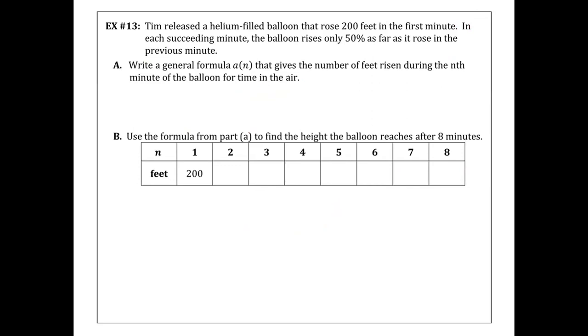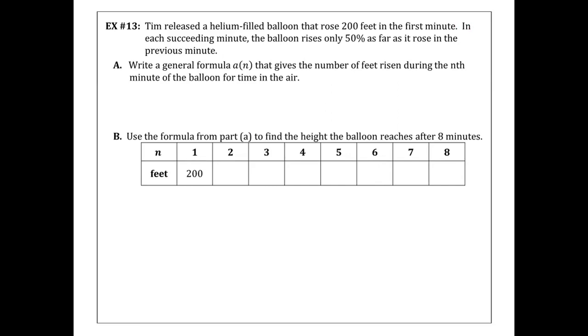All right. Let's make sure we can do it from a word problem. Okay. Here we go. Tim released a helium-filled balloon that rose 200 feet in the first minute. And each succeeding minute, the balloon rises only 50% as far as it rose in the previous minute. Write a general formula, A of n, that gives the number of feet risen during the nth minute of the balloon for time in the air.